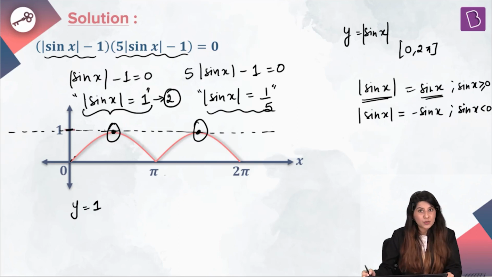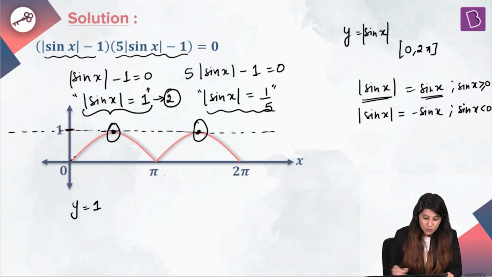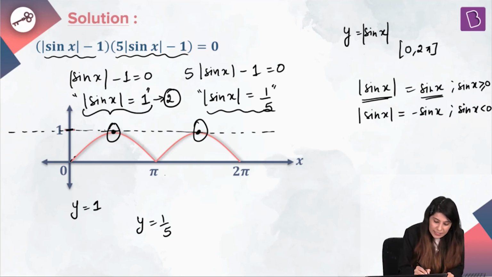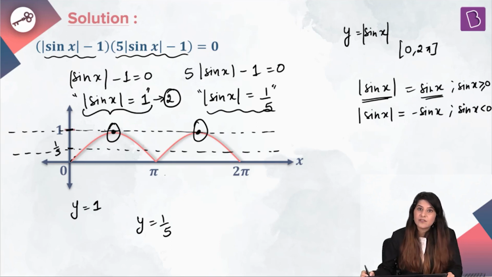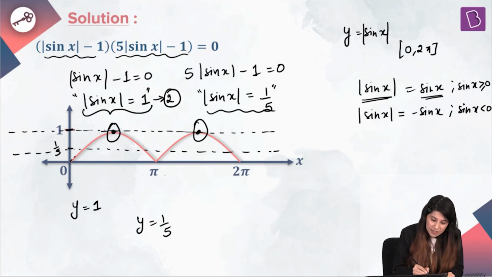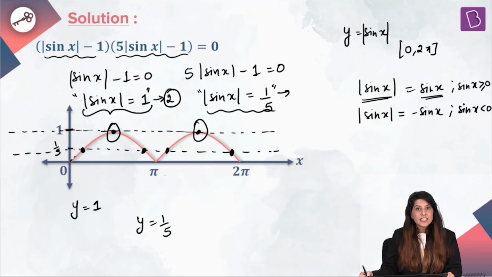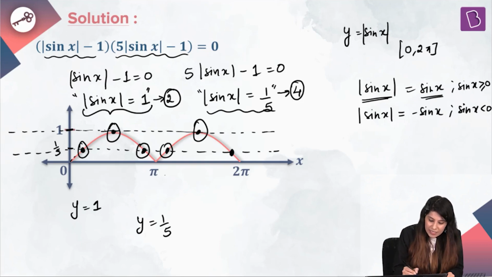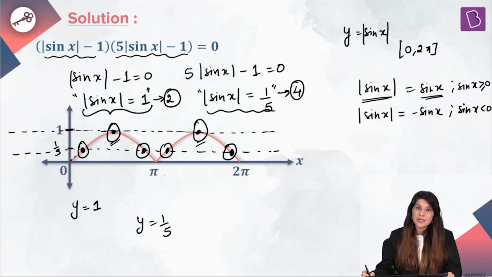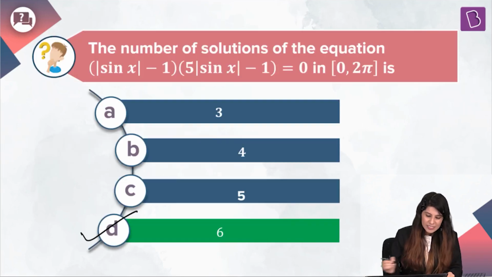But wait, we have another equation to solve, that is modulus sin x equals 1 by 5. So we need to draw the line y equals 1 by 5, a horizontal line parallel to the x-axis. This is the line. Now this line cuts the graph of y equals modulus sin x at how many points? 1, 2, 3, 4. 4 points. That means this equation has 4 solutions. Overall, if we see how many distinct points there are: 1, 2, 3, 4, 5 and 6 distinct points. That means 6 solutions of the original equation. So the final answer of this particular question is option D, 6 solutions.